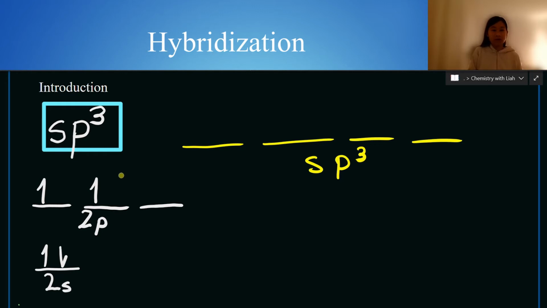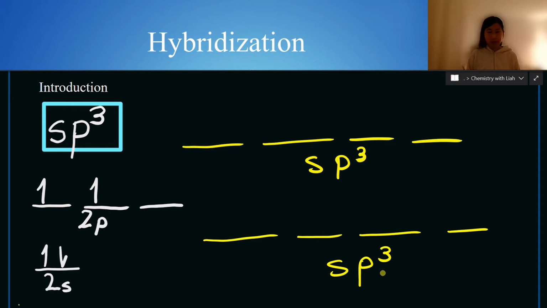Now here we have the orbital diagram for carbon's valence electrons. They're both in level 2. What we're going to do for sp3 is that this s orbital is going to be elevated, and these p orbitals are going to be lowered in energy, so that we can make these sp3 orbitals, a mix between the energy from the s orbital and the energy from the p orbitals. And 1 electron is going to go into each orbital.